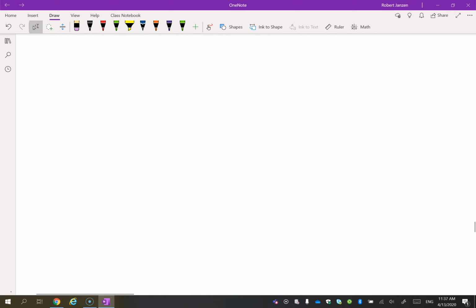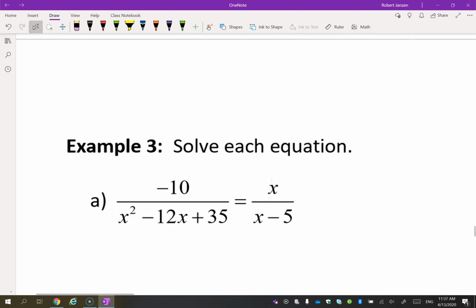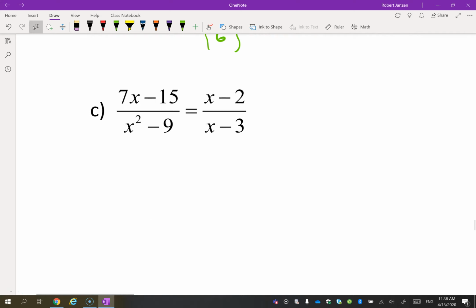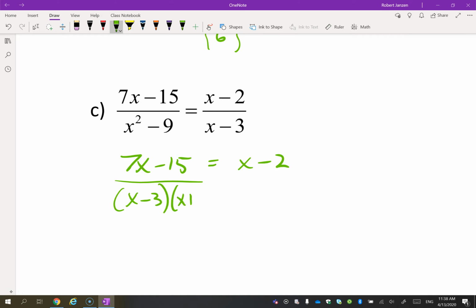Okay, is this our last one? No, got a couple more. All right, let's start by factoring. 7x minus 15. And this becomes x minus 3, x plus 3. This is x minus 3.